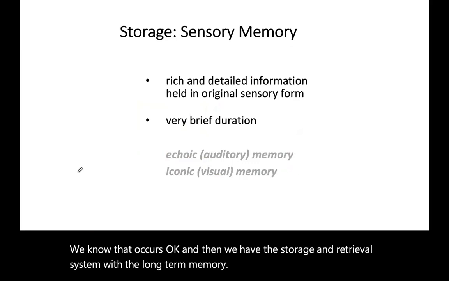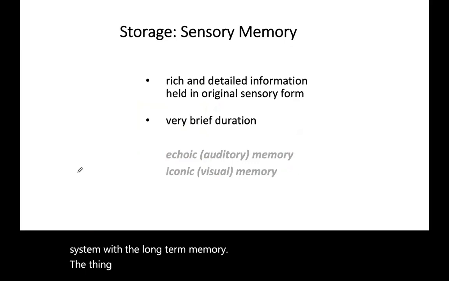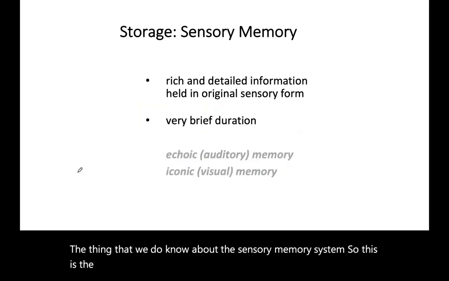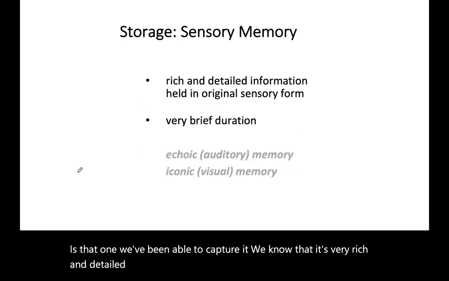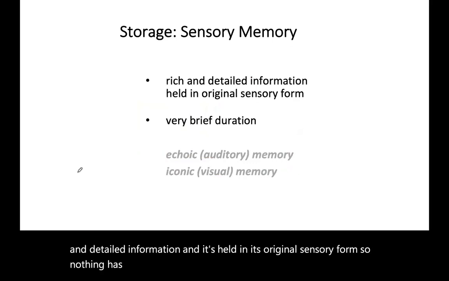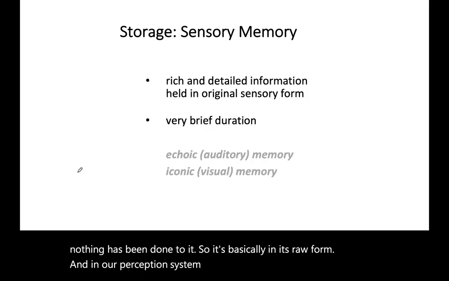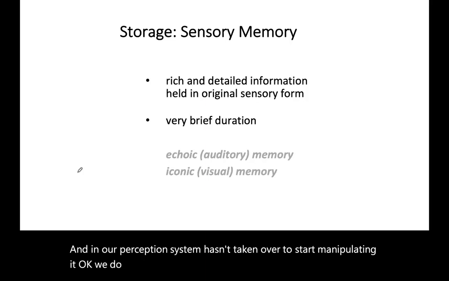The thing that we do know about the sensory memory system is that when we've been able to capture it, we know that it's very rich and detailed information, and it's held in its original sensory form. So nothing has been done to it. It's basically in its raw form, and our perception system hasn't taken over to start manipulating it. We do know that it's very brief in duration.